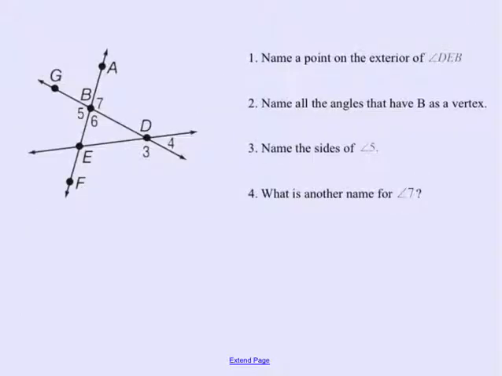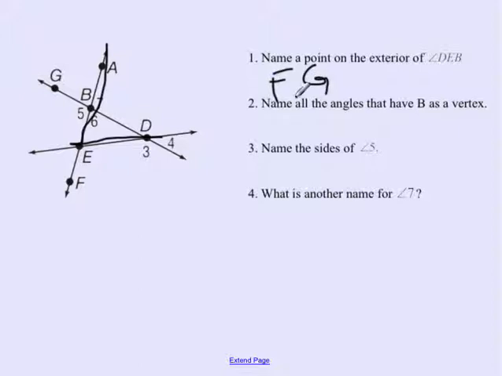Let's go ahead and take a look at some of these. Name a point on the exterior of DEB. The first thing I want to do is find the angle DEB, which is this angle right there. We want to find a point on the exterior, somewhere that's not going to reach. F is a point that's not going to reach inside of the angle, and so is G.